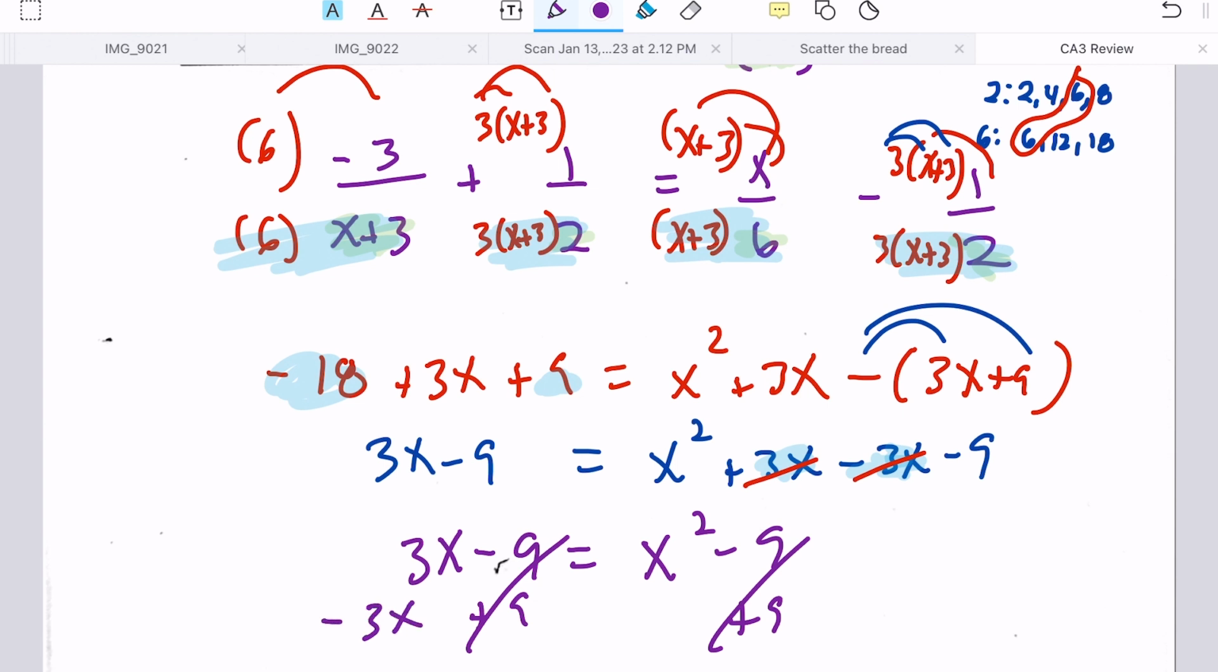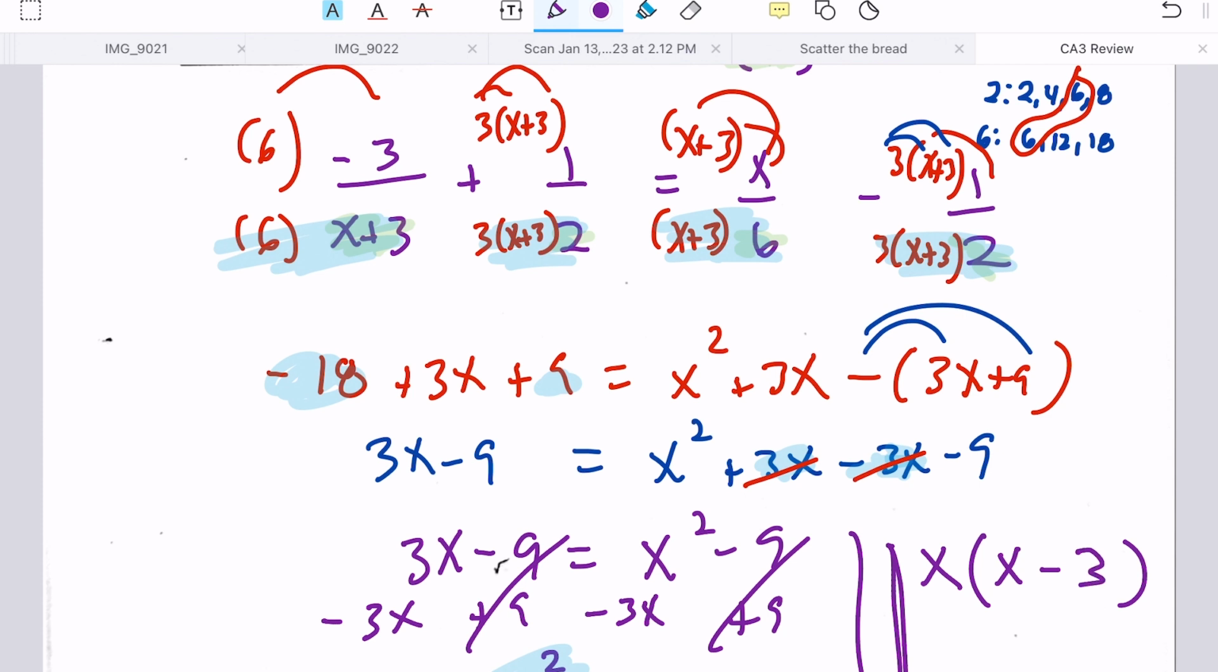We move that negative 3x. So x squared minus 3x. What's the GCF? X. So we factor out the x. What's going to be left? X minus 3. So once we have it in factored form, right, we can set that equal to 0. So that means x is going to be 0. X is going to be 3.